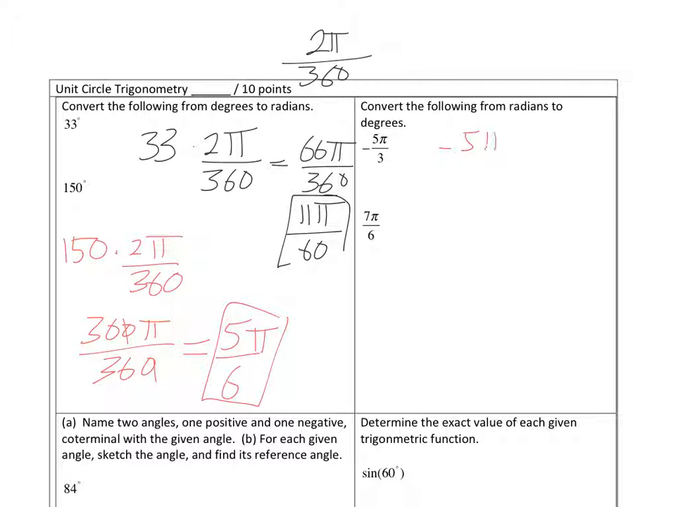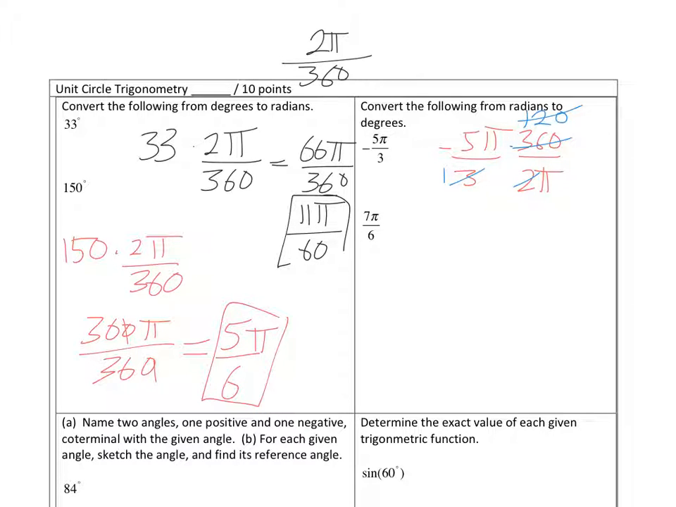So negative 5 pi over 3. I know I've got to get rid of the pi, so my 2 pi is going to go on the bottom, and 360 is going to go on the top. If you'd like to engage in some cross-canceling, this is a great opportunity to do that. For example, 360 and 3 can be reduced to 120 and 1.